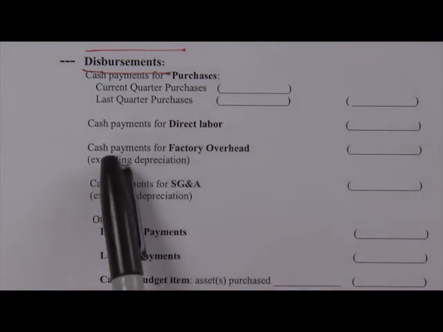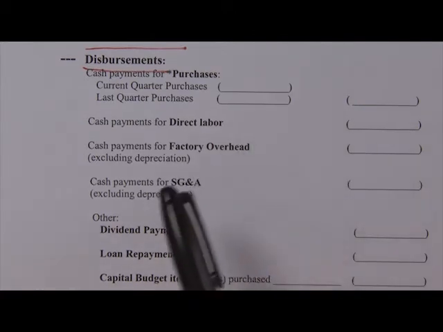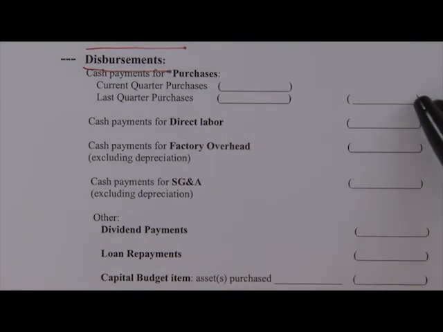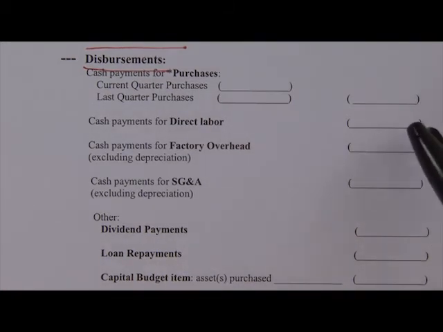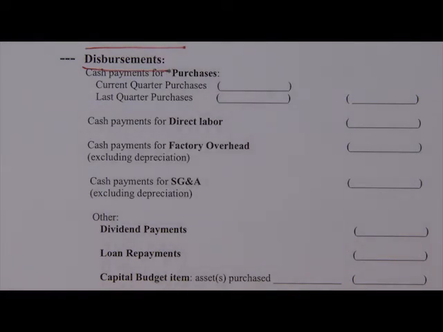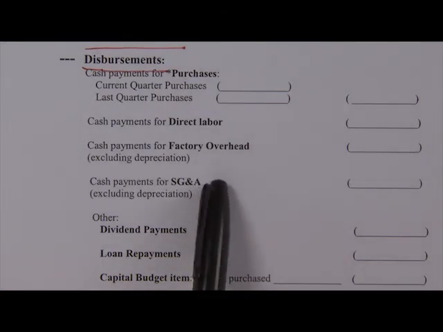We will have to be paying for our labor, so we return to our labor budget to get this amount. Every quarter we'll have a labor amount, and so we can easily input this to this line item on the cash budget. When we go to the factory overhead budget to get our cost and our cash payments here, what we have to remember is that one of the items on the factory overhead budget was depreciation. And because this is a cash budget, we do not want to include any depreciation. So we will go to the factory overhead budget, but we will pull out any depreciation.